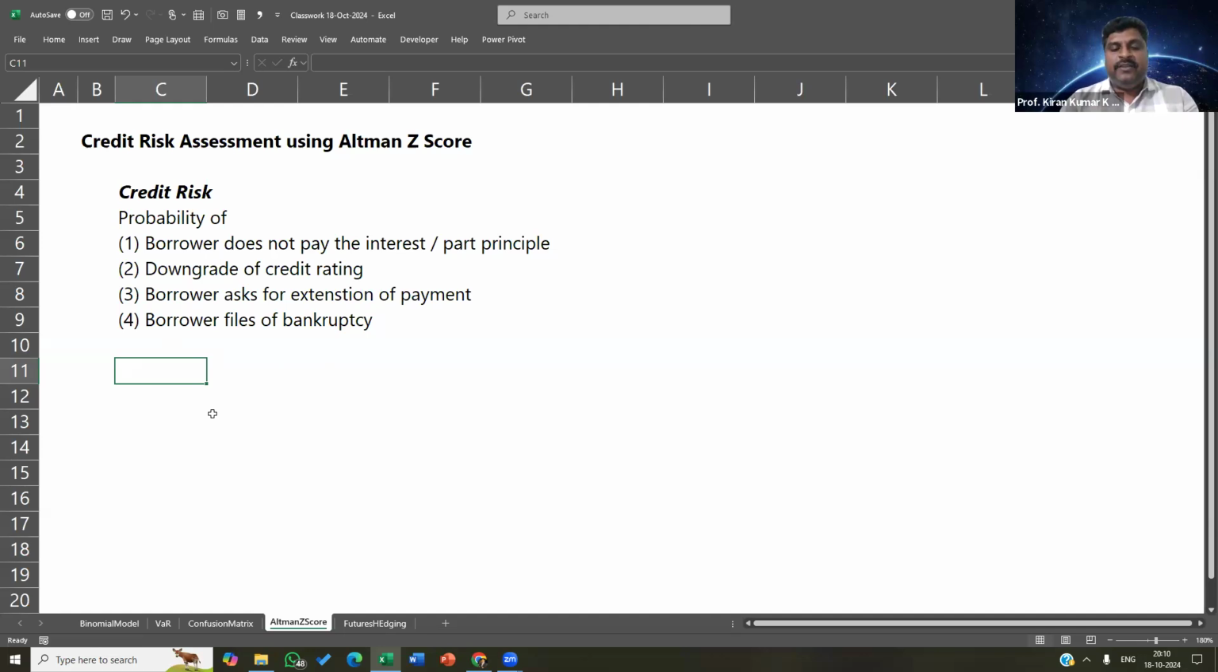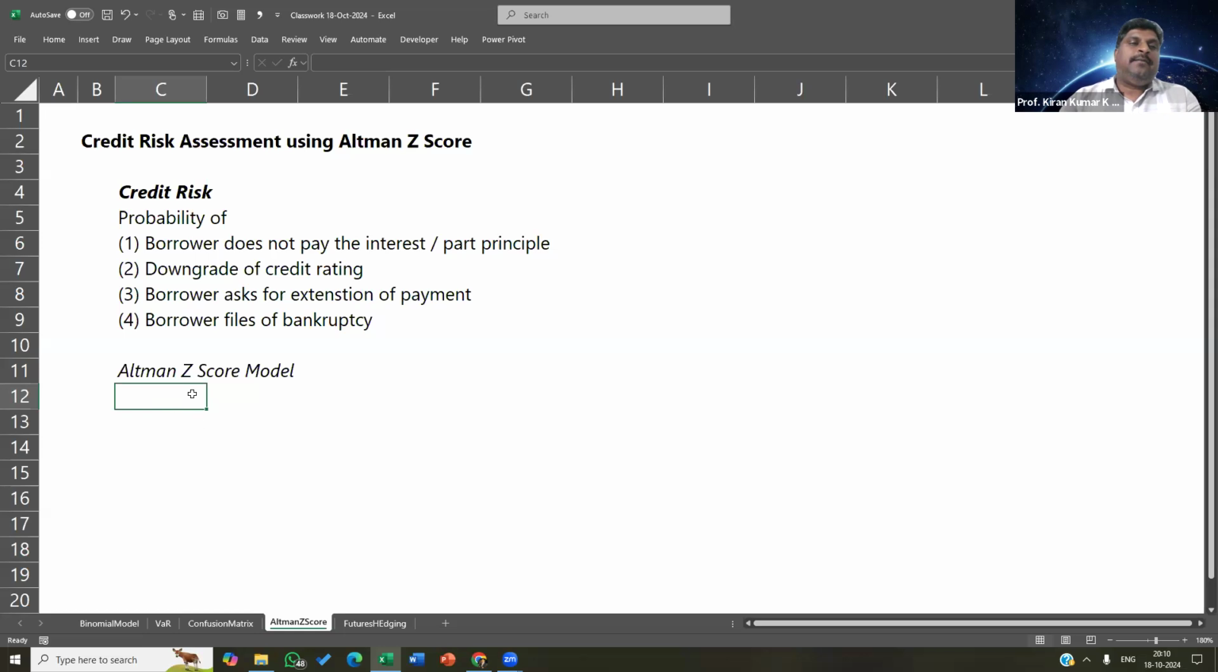For that we use a model called the Altman Z Score model. It's a very popular model. If you type it in Google, you will find a lot of web pages explaining this. Banks, NBFCs and various traditional lenders have been using the Altman Z Score as one of the criteria to underwrite loan applications.